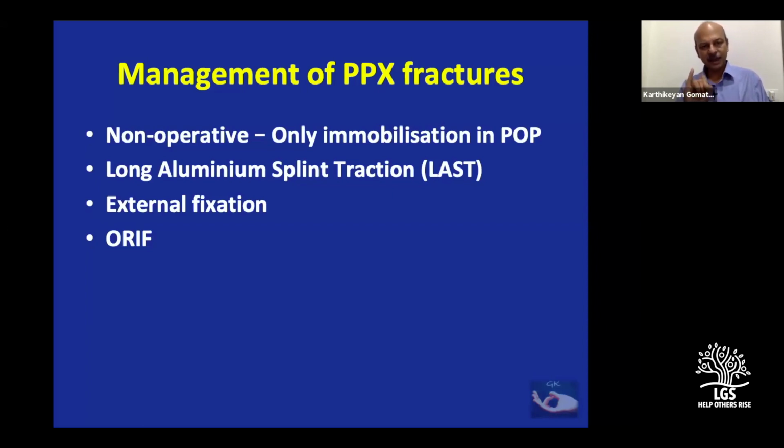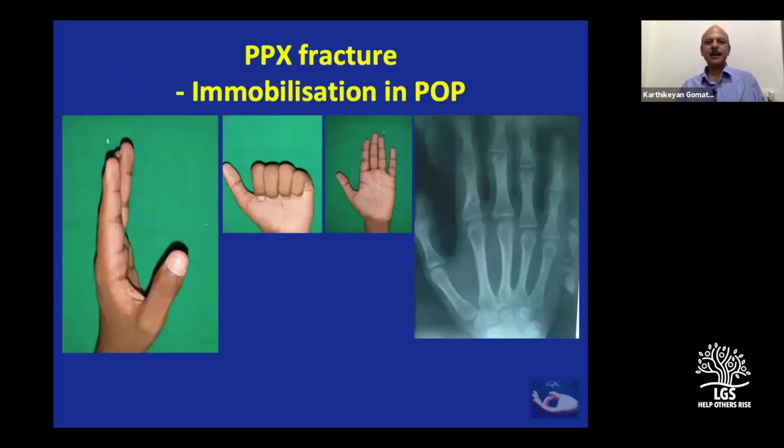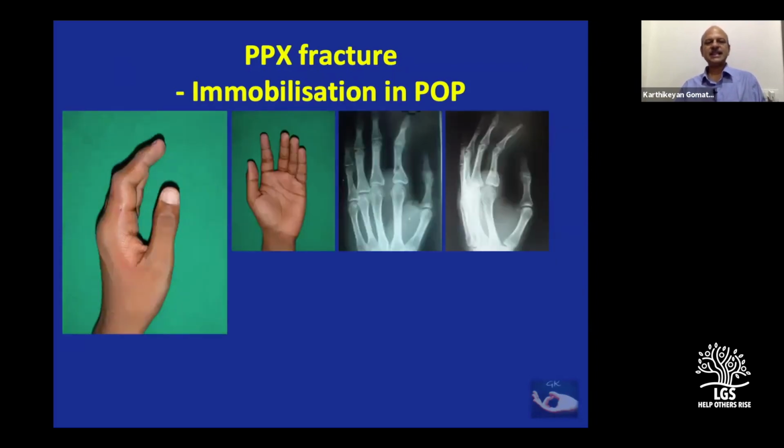We have got another method of treatment called a long aluminum splint traction. We used to call it LAST. It would come under conservative management, but you need to put in a stitch or two. The next is external fixation, and lastly open reduction, internal fixation, like in all fractures. Now this is a fracture. I'll show you, sorry. Now this is the fracture. You can make out the deformity here and a swelling.